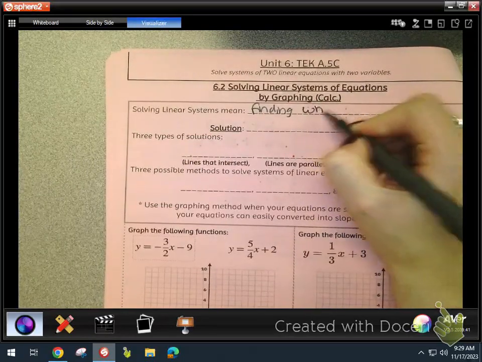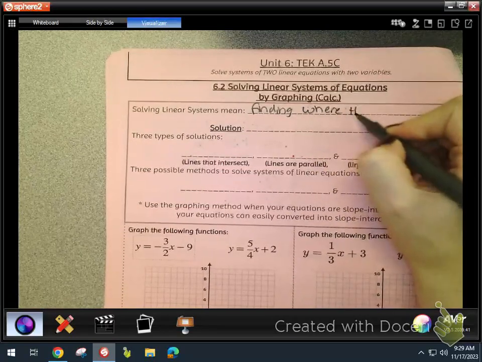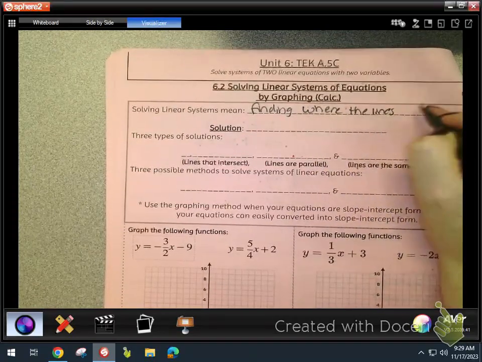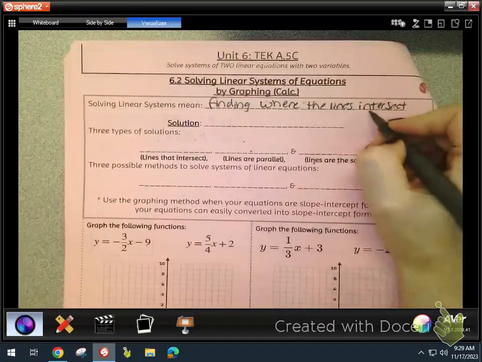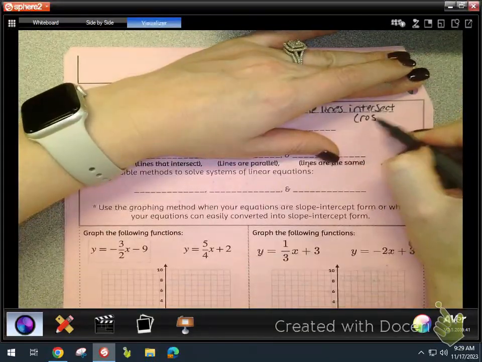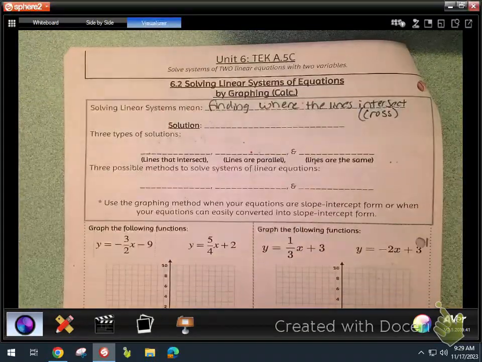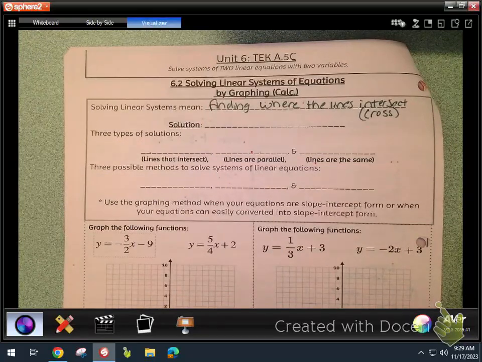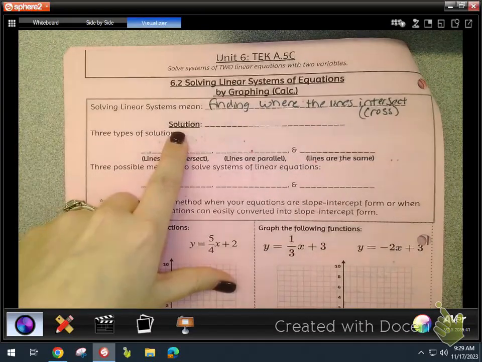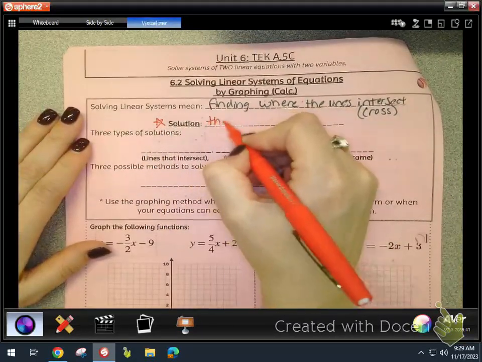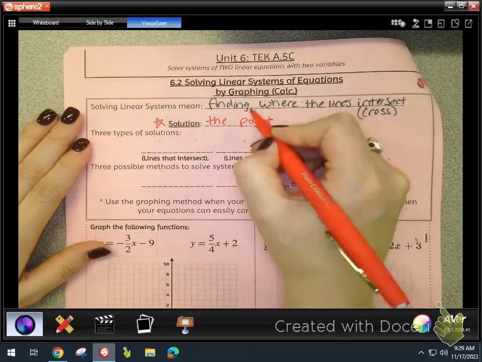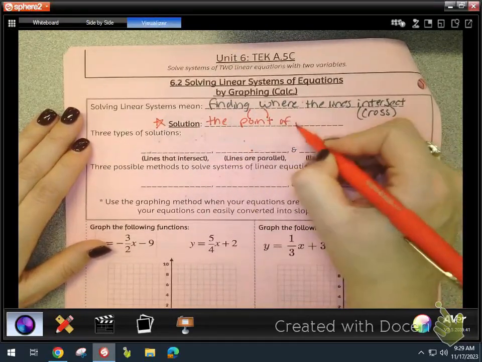So finding where the lines intersect, which intersect means the same thing as cross. Okay, so you're finding where the lines cross. Graphically is the most visual example that you can see, and so I do think that this is a good one. But you're finding the solution. Solution is always what we're looking for, and your solution is a point. It will be an ordered pair of intersection.